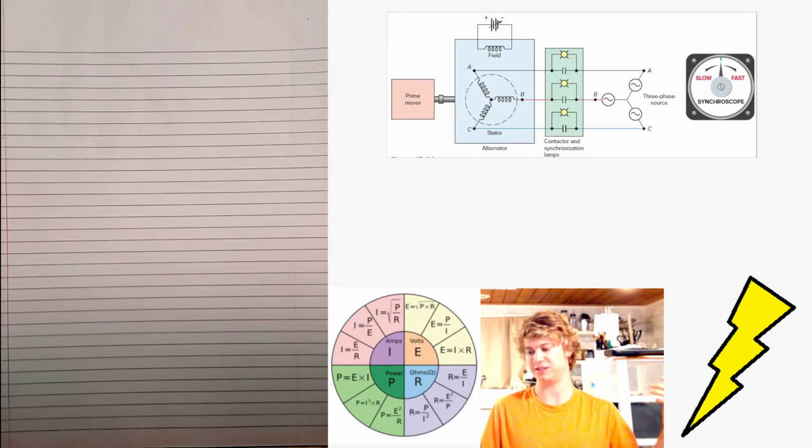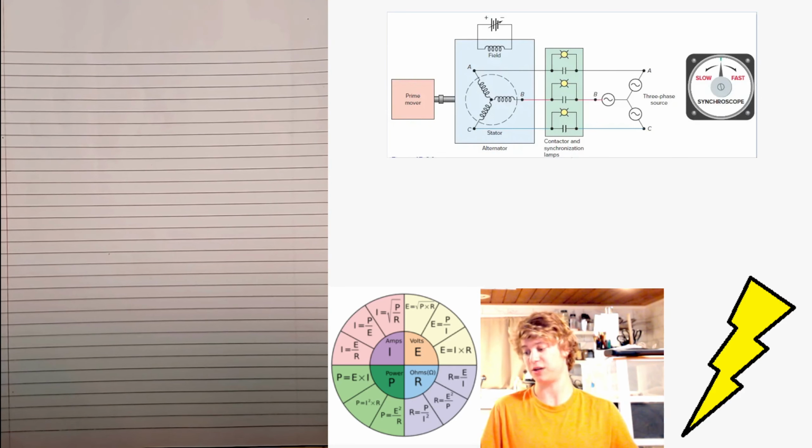The operation of the synchronization process is summarized as follows. You get three lamps, one for each phase. They are connected to detect when the direction of the phase rotation of the alternator is matched with that of the three-phase source.